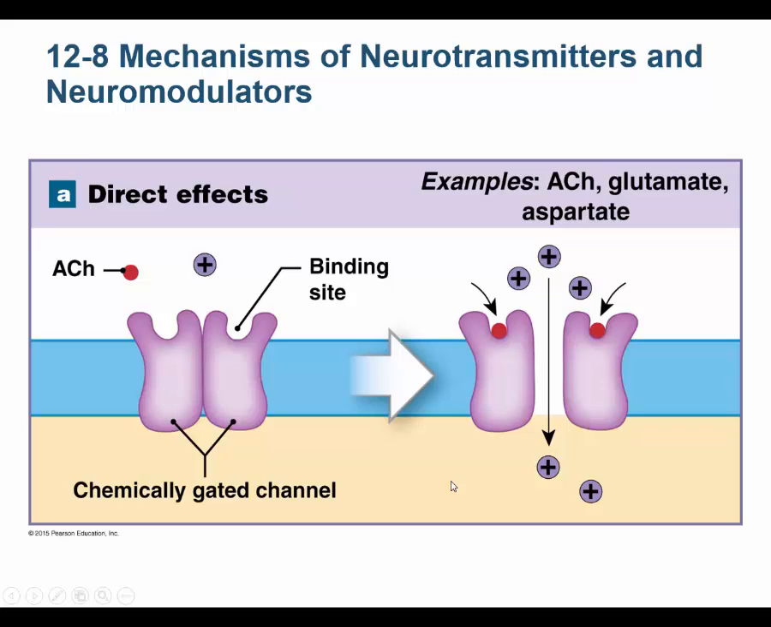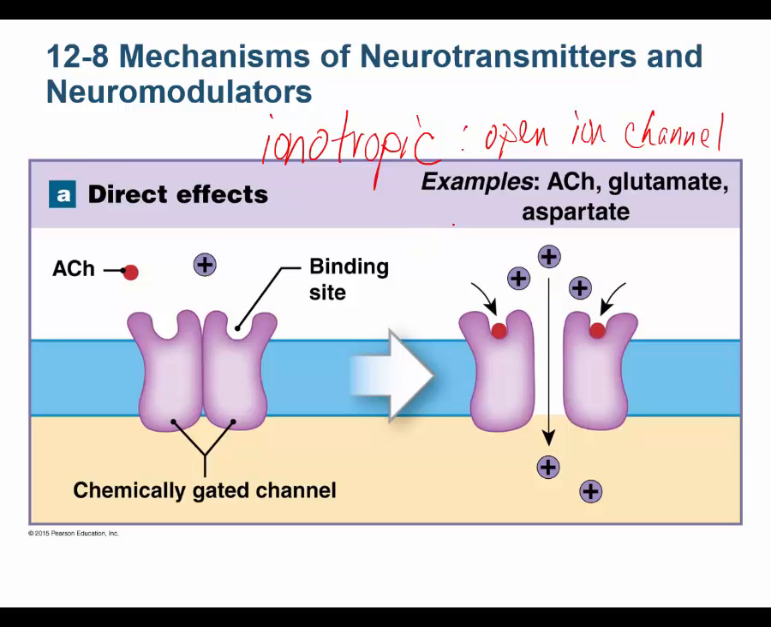Okay, let's talk about this. With neurotransmitters and/or neuromodulators, they can have either direct effects, which are known as ionotropic effects, because they open ion channels directly. And of course, that's a direct effect. When you open an ion channel, you're either depolarizing or hyperpolarizing, but you're having a direct effect.